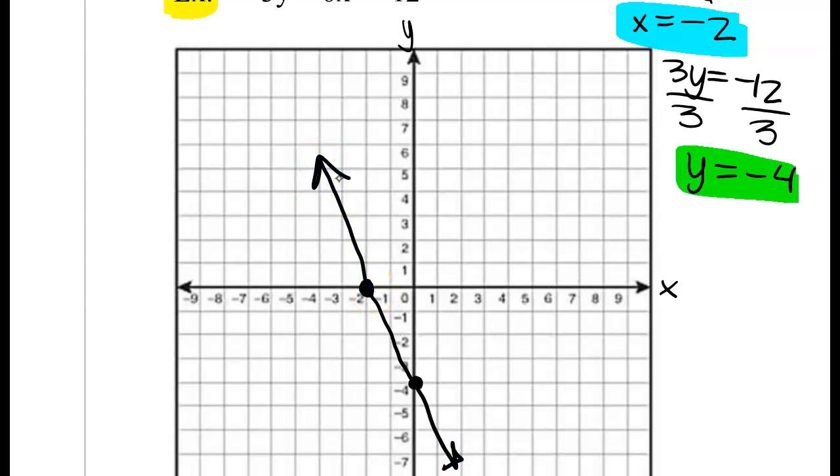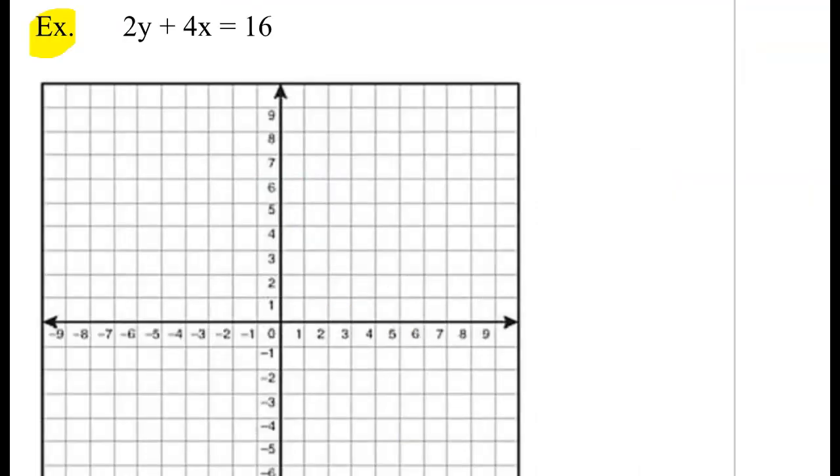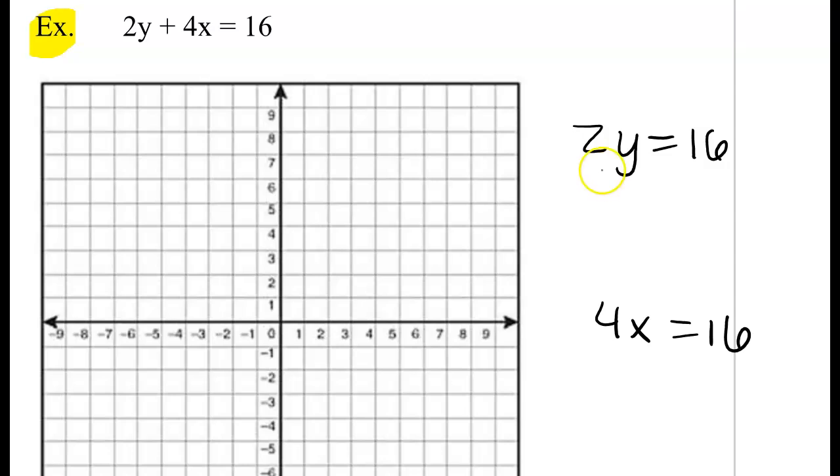Let's do one more. Let's start by setting up my two equations. One equation is 2y equals 16. I'm essentially just ignoring the x's when I'm writing this equation. So I have 2y, I ignored the x, and wrote equals 16. My next one is 4x equals 16. In that case, I just ignored my y's. So solve each equation, put them on the graph, and we're done.